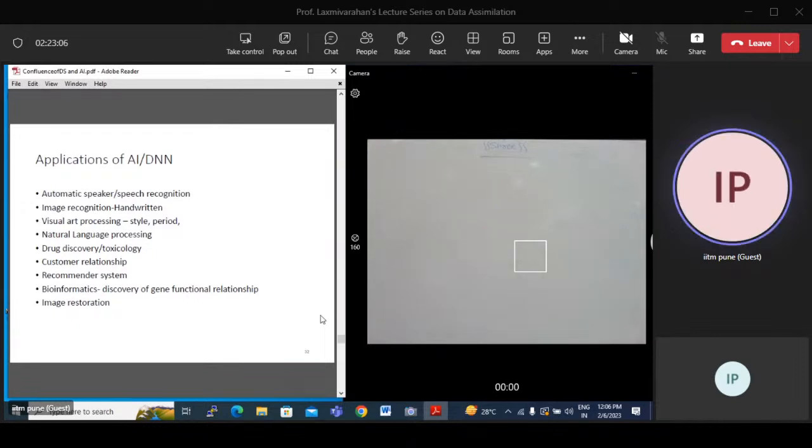So new drug discovery and genomic analysis, that's a very highly specialized data science problem. Image restoration, I have a picture which is 500 years old. How do I extract features to be able to restore it and bring it to good shape?